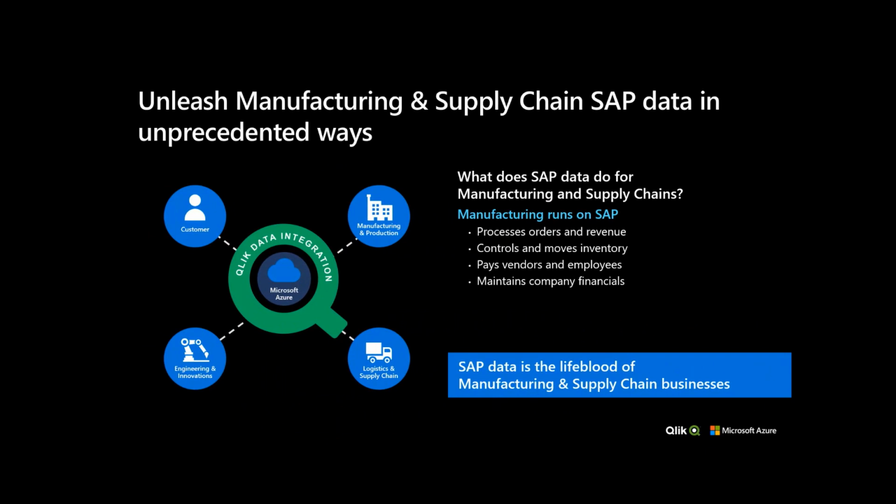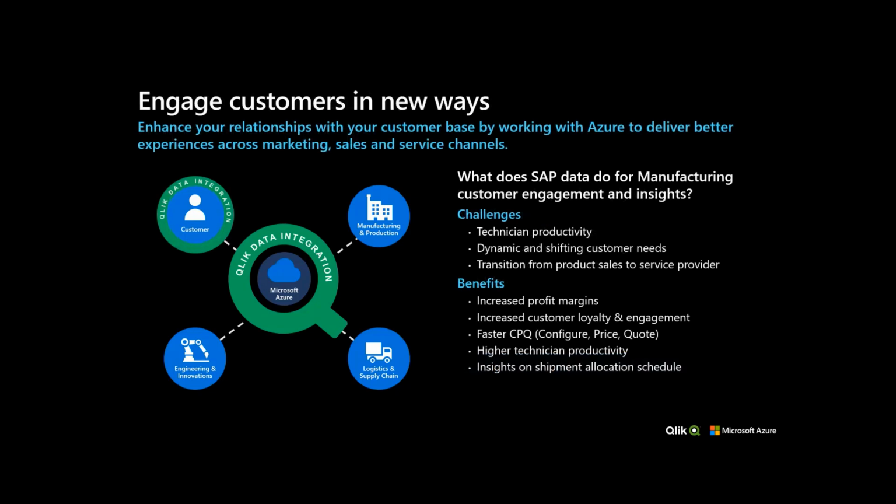It's running your business. You're processing orders, you're controlling and moving inventory, you're paying your vendors and employees, you're maintaining your company financials. It's the lifeblood of the business. Your business operates every day in SAP, in every function of the business. Essentially, for most companies that run SAP, it's the core system of record. So what you want to do is look at different pieces of the business and create a vision for how you're going to leverage this data, how you're going to enhance it by combining the SAP data with data from other sources, and what the actionable insights are that you want to derive from the data.